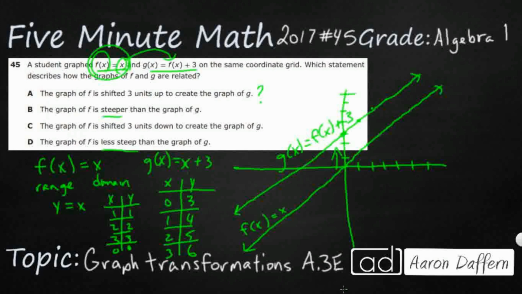The graph is not steeper or less steep because we didn't change the slope. The slope for both of these is 1, it's 1x. That's the change in y over the change in x. So the slope hasn't changed. That would happen if we were to do something like g of x equals 3x. Well, now I'm going to make it more steep because I'm going to multiply that by 3. And I didn't shift it down either. So, yep, that's my answer, A.